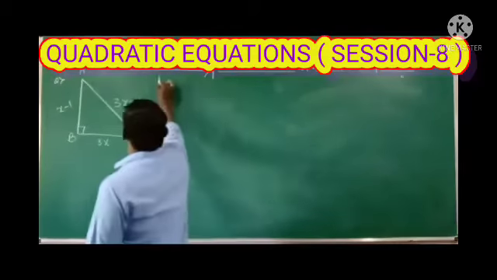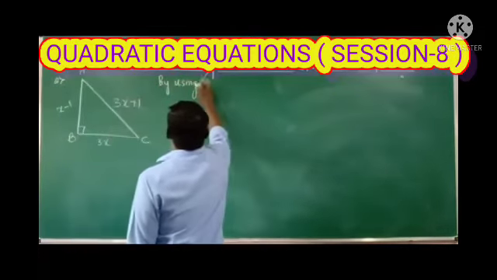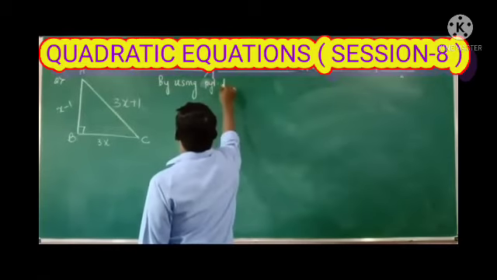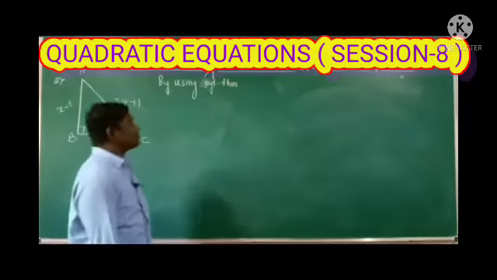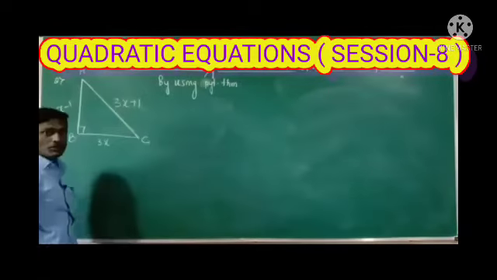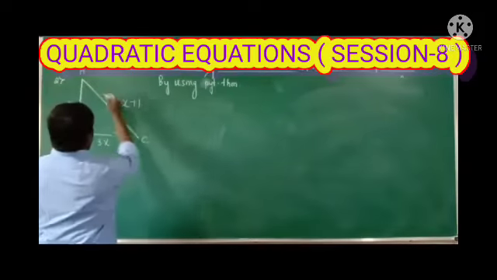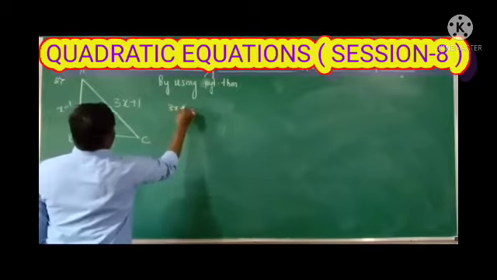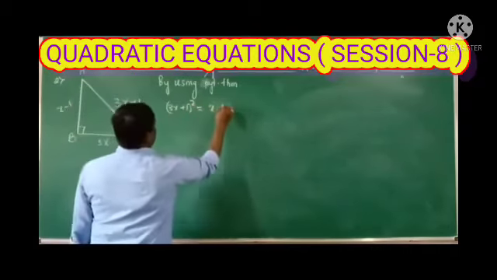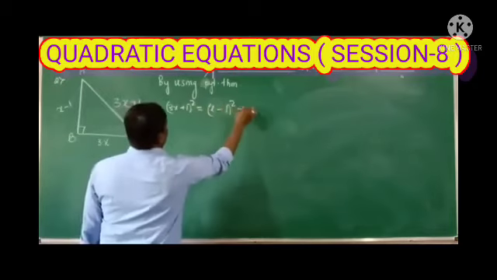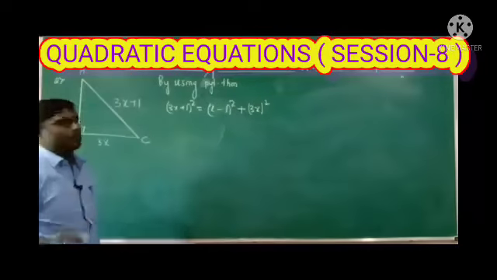So by using the Pythagoras theorem, we already know the Pythagoras theorem: the square of the hypotenuse is equal to the sum of the squares of the other two sides. So the hypotenuse is 3x plus 1 whole square, which is equal to x minus 1 whole square plus 3x whole square, right?